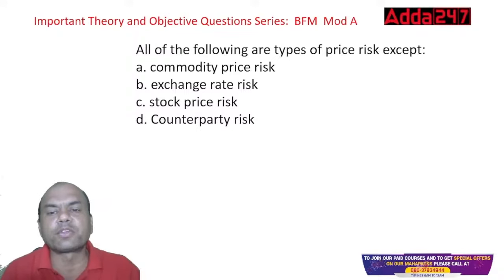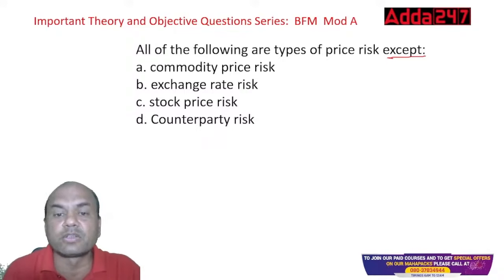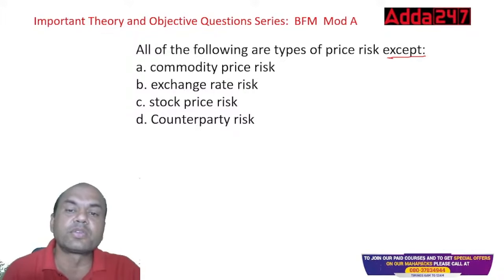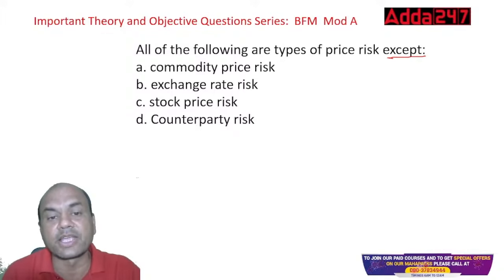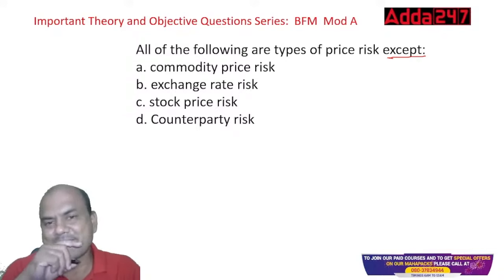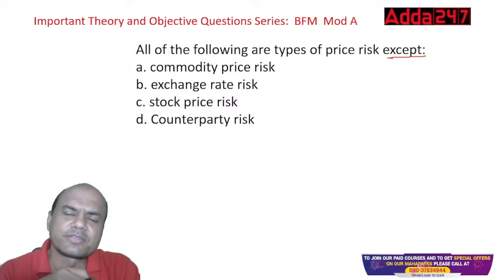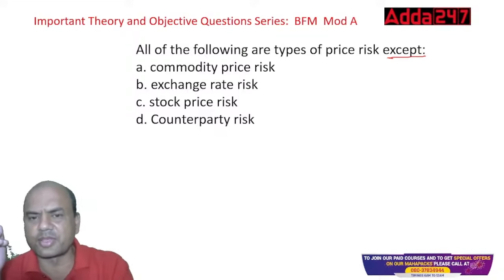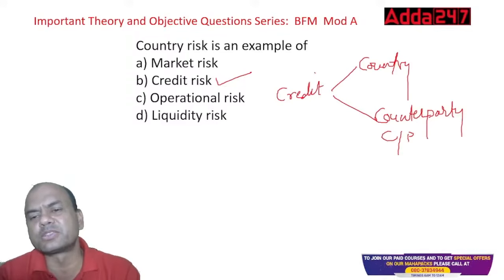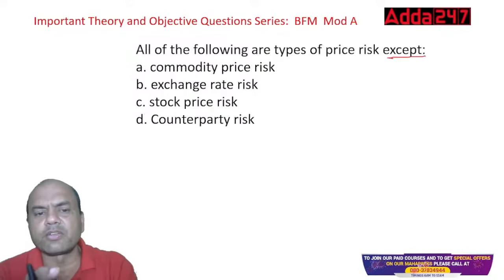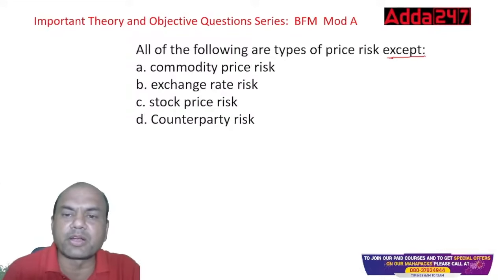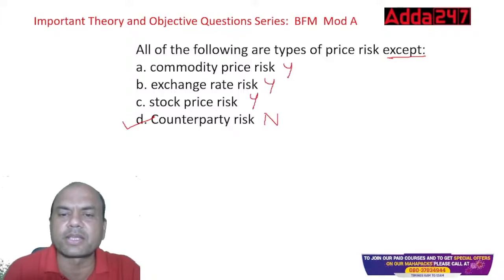All of the following are types of price risk except: commodity price, exchange rate, stock price, counterparty risk. Now again, except means not. Which is not a type of price risk? Just now I gave you. Credit risk has two parts, country and counterparty. So will counterparty be a part of price risk? No, it is a part of credit risk. So this is the one. These others are yes, yes, yes. All of these are price risks. But this is a part of credit risk.